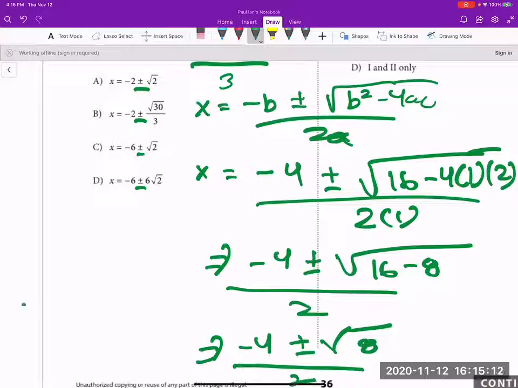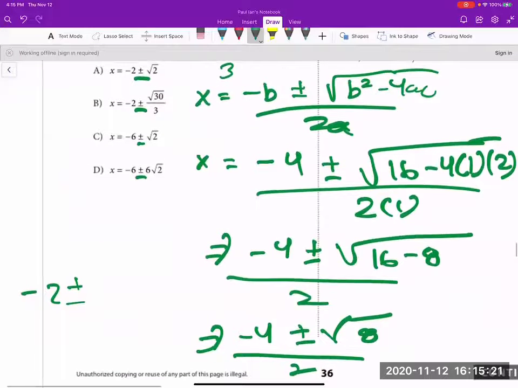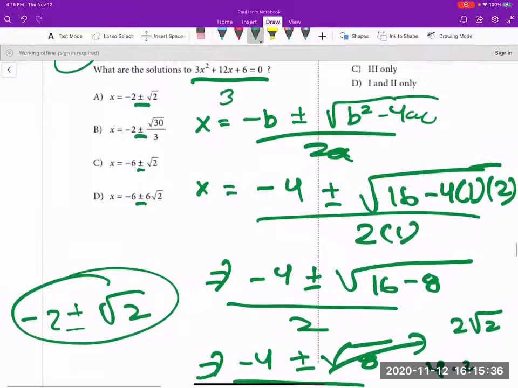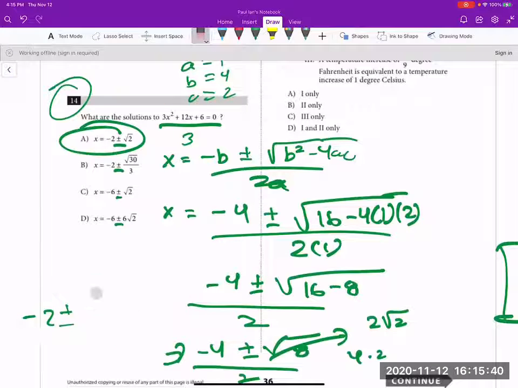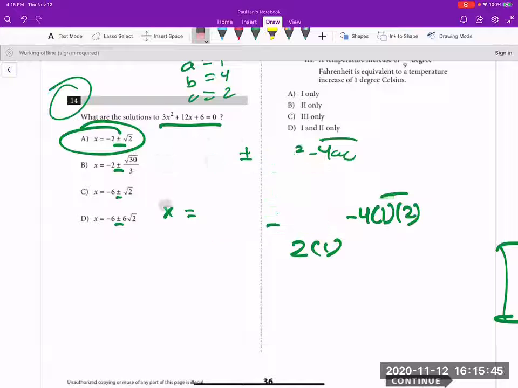Let's see. Minus 2 plus or minus... oh yeah, the square root of 8 can be simplified, that's 4 and 2, so 2 root 2. So that's minus 2 plus or minus root 2. That's the answer. Okay, so not that bad. Just knowing the quadratic formula, and then from that, just simplify.